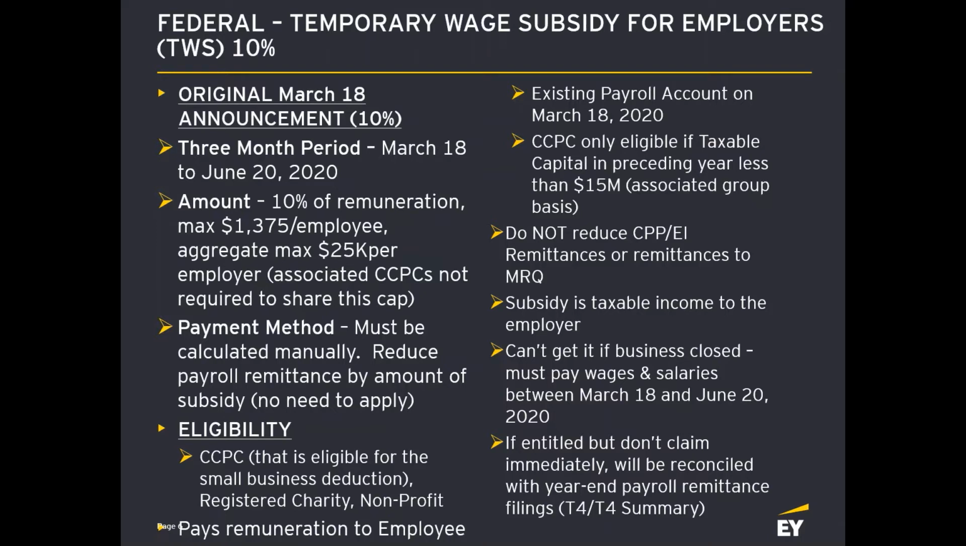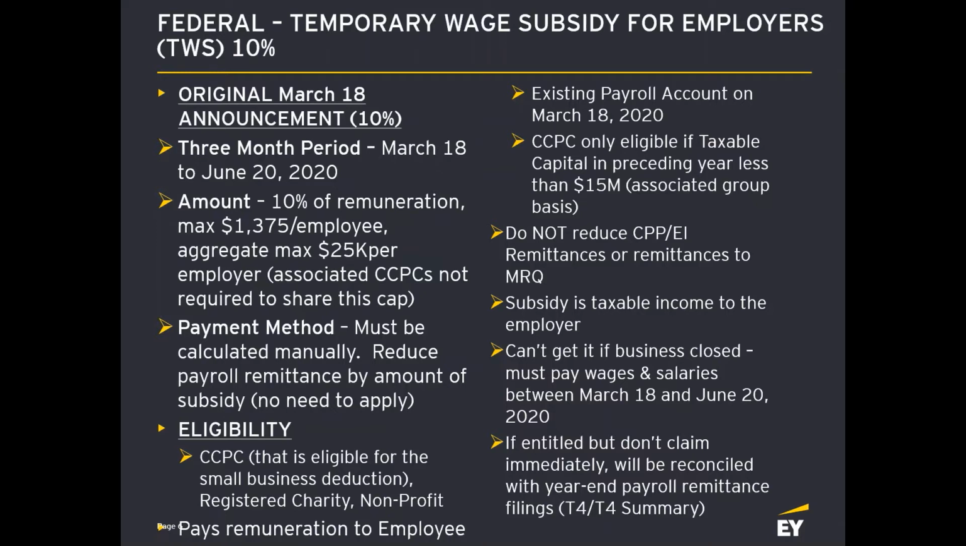The way it works is essentially you calculate the tax withholdings as you normally would, but instead of, for example, remitting $400 to the CRA for this employee, you would only remit $300. So you reduce it by the amount of the subsidy, which in my example is $100. Now, there are some limits on the quantum of the subsidy. The subsidy is capped at $1,375 per employee, and the aggregate maximum is $25,000. So it's not a huge amount of money, but better than nothing.